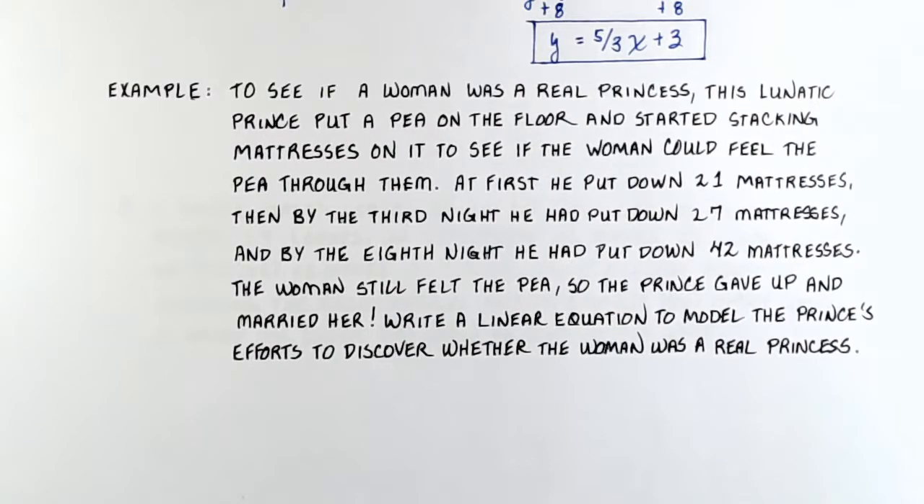This is the story of the princess and the pea. So the previous story came from the Brothers Grimm. The Princess and the Pea was written by Hans Christian Andersen. So if you're into fairy tales, this one's for you.